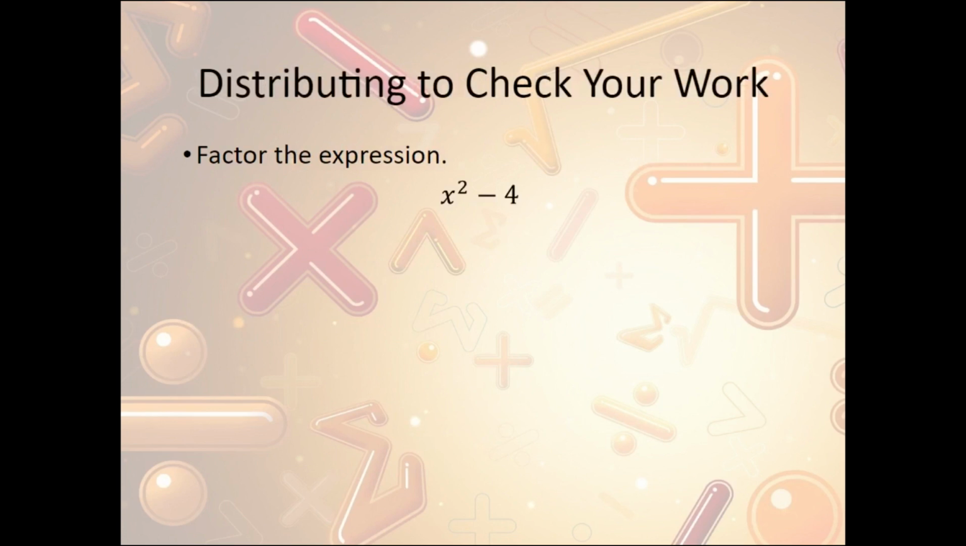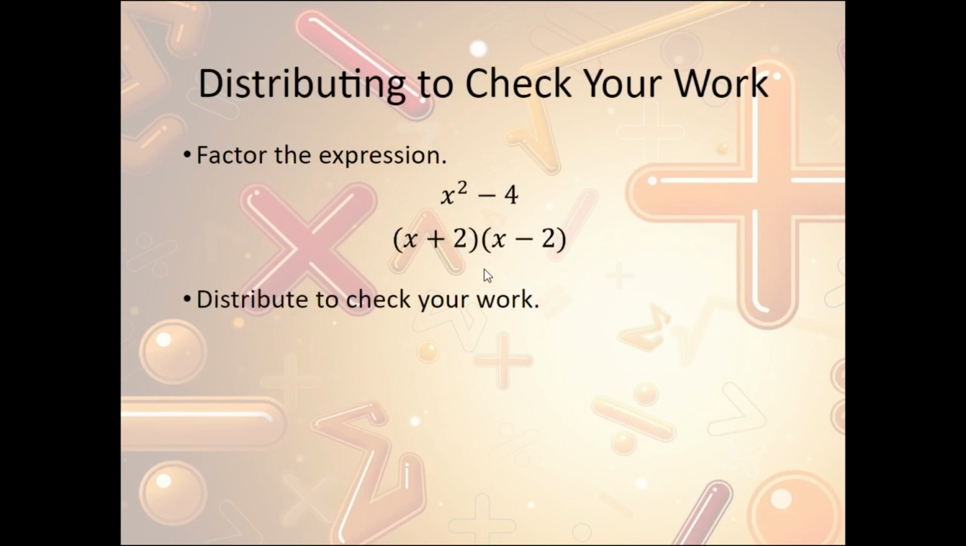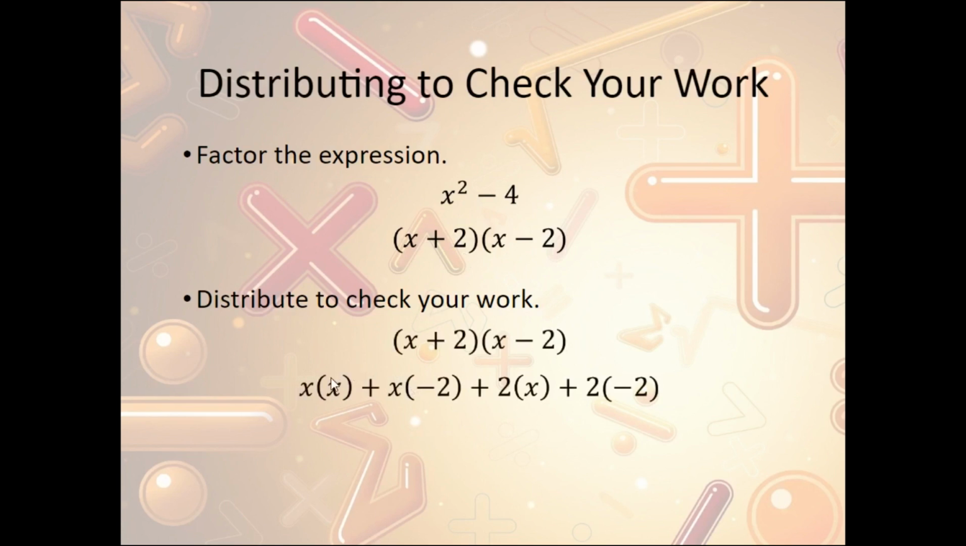So let's check our work by distributing. We said that x squared minus 4 is equal to x plus 2 times x minus 2. Let's go ahead and distribute this and see if it works. We're going to multiply x times x and x times negative 2, and then 2 times x and then 2 times negative 2. So we get x squared minus 2x plus 2x minus 4. We combine our like terms. Negative 2x plus 2x is just 0, so this becomes x squared minus 4. So we did it correctly.